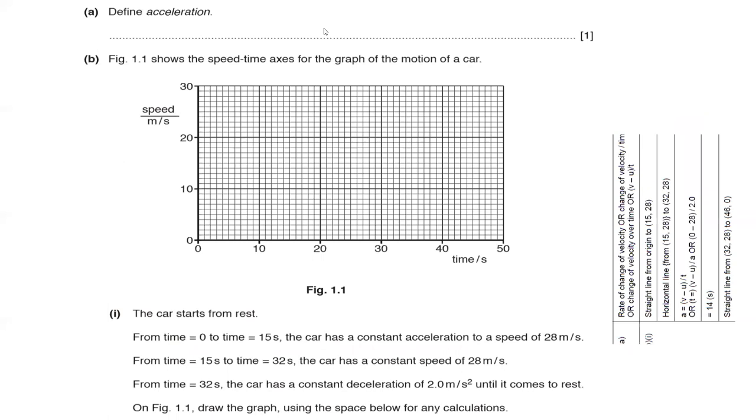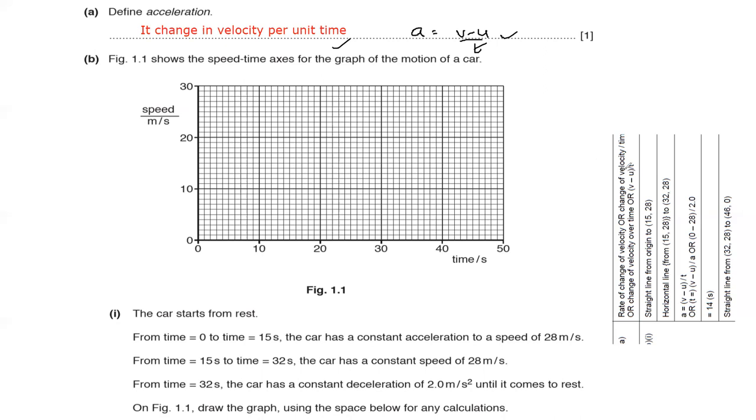Next question is about acceleration and completing a graph. So first thing, define acceleration. How do we define acceleration? It is change in the velocity per unit time. Or the rate of change of velocity you can also say, or the change in velocity in a unit time, or you can even write a formula: v minus u divided by t. Any one of them scores the mark.